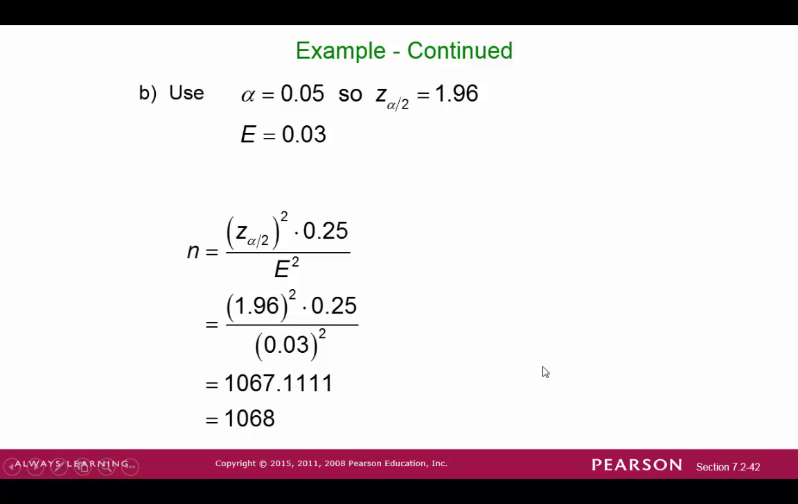Our formula that assumes we don't know what p hat is will assume that p hat times q hat is 0.25. So if we plug in those numbers, the critical value and the margin of error, we get 1067.1111. Now remember that you always round up. Usually when you have a number less than 5, you keep it the same. But remember our round-off rule for finding the sample size n: we always round up. So we got 1068.